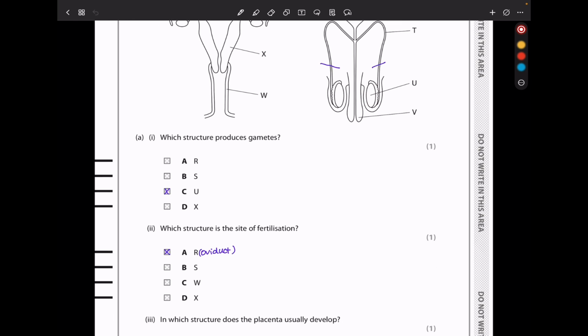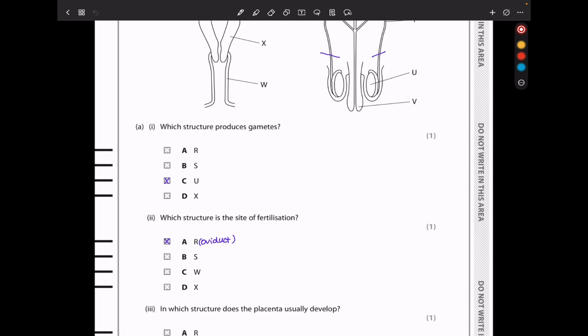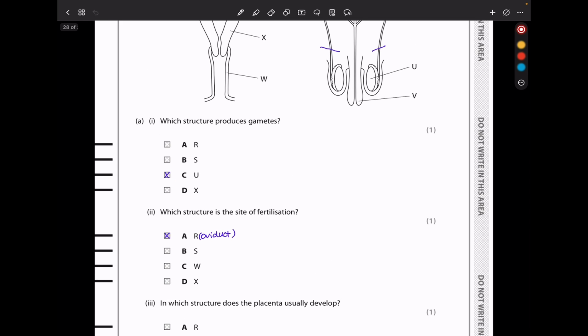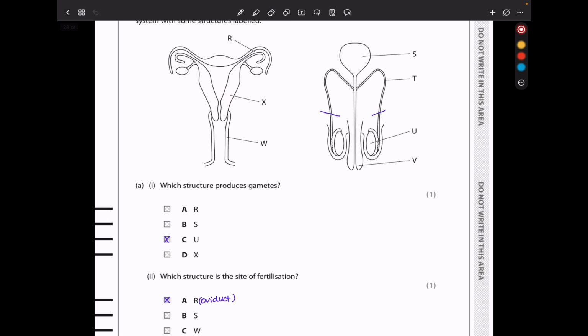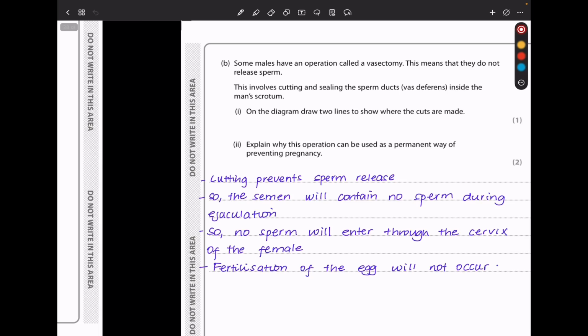And then next they ask which structure is the site for fertilization. Fertilization occurs in the fallopian tube or the oviduct, and that is part A here. And next they ask, in which structure does the placenta usually develop? The placenta develops in the uterus, which is structure X. So X is the uterine wall.